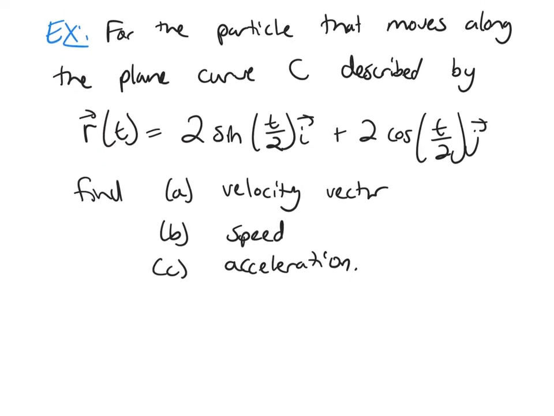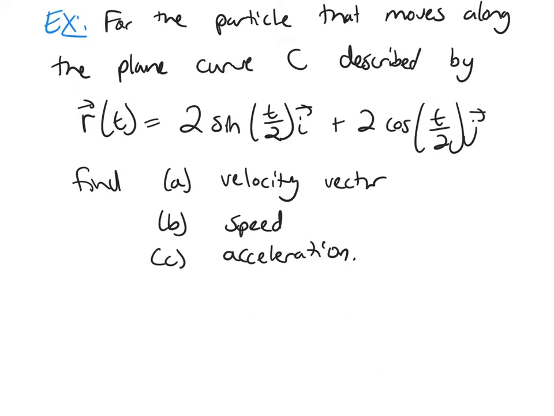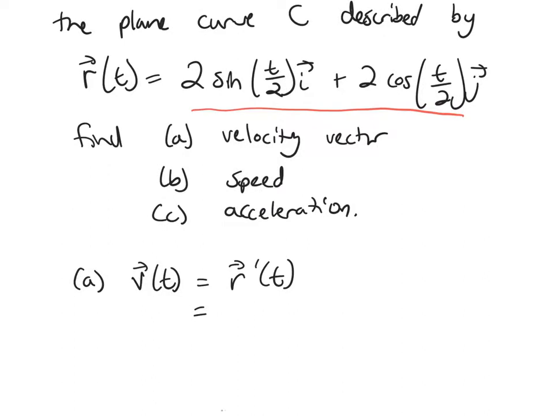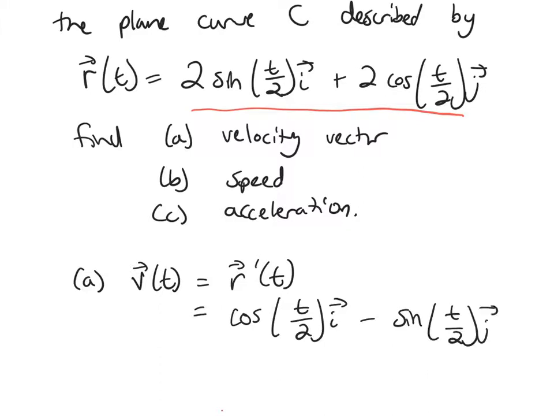So let's start with the velocity vector. So for A, to get the velocity vector, right, we take the derivative of our position vector, which is up here. So I'm going to take the derivative of this. So don't forget, when you take the derivative, you have to do the chain rule. So the derivative will be cosine of t over 2 i minus sine of t over 2 j. So there's my velocity vector.